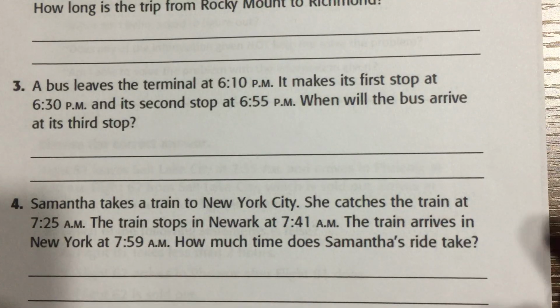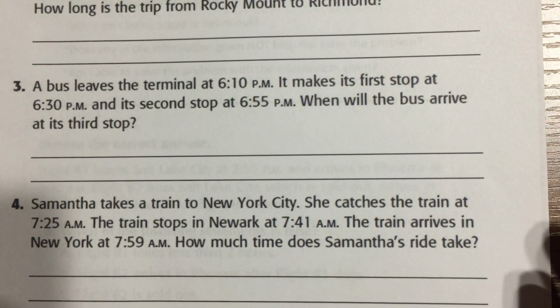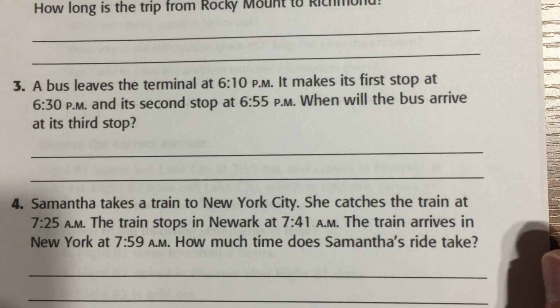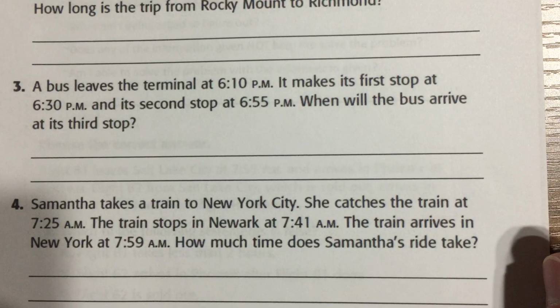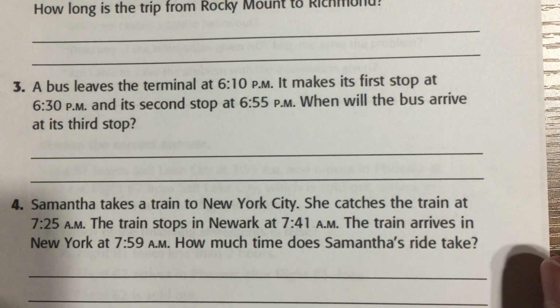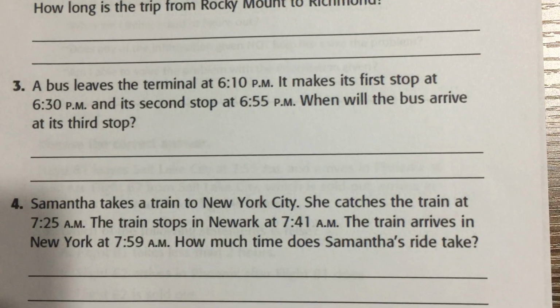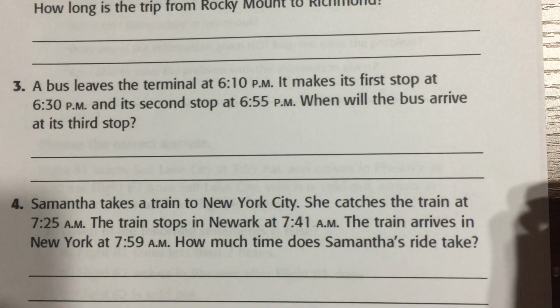So, number 3, a bus leaves the terminal at 6:10 p.m. It makes its first stop at 6:30 p.m. and its second stop at 6:55 p.m. When will the bus arrive at its third stop? That's a good question. How do we figure that out? Because we don't even know where the third stop is. We don't know how far away the third stop is. Now, we could guess, but it's not going to tell us exactly what the answer is.